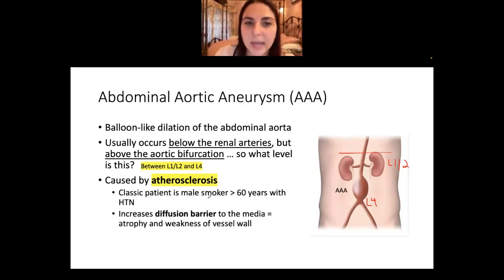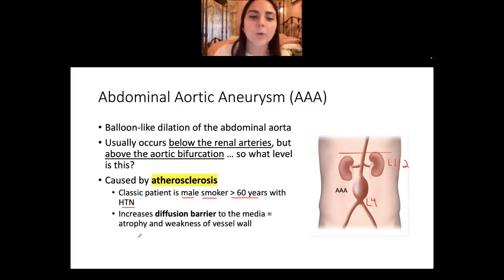So not only are we damaged, because again, remember with aneurysms, you need damage to that wall if it's not going to be like Marfan syndrome or something like that, where the wall is already structurally deficient. You need things that are going to increase the likelihood of damaging the wall. So smoking, age, being a male, having hypertension. These are all risk factors of atherosclerosis. This is your classic AAA patient.